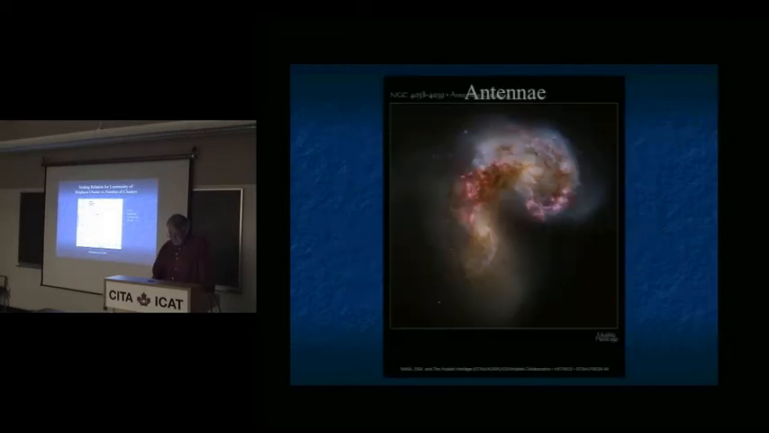Okay, now to normal stuff. Here are the Antennae. This is the real Antennae, a real image of the Antennae taken with the Hubble.